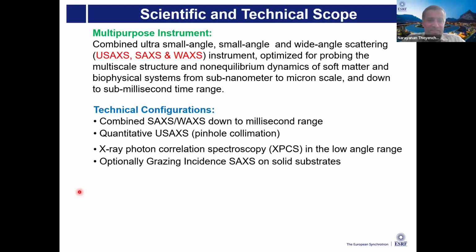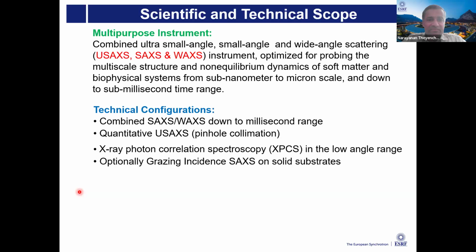by means of these technical configurations: combined SAXS and WAXS, which can go down to the millisecond time resolution, and then ultra small angle scattering using a 2D detector in the pinhole collimation. Traditionally, USAXS is done with a Bonse-Hart instrument, which involves a channel cut crystal collimation and analyzer scheme, and it's a scanning method. Whereas here it's like a conventional SAXS.